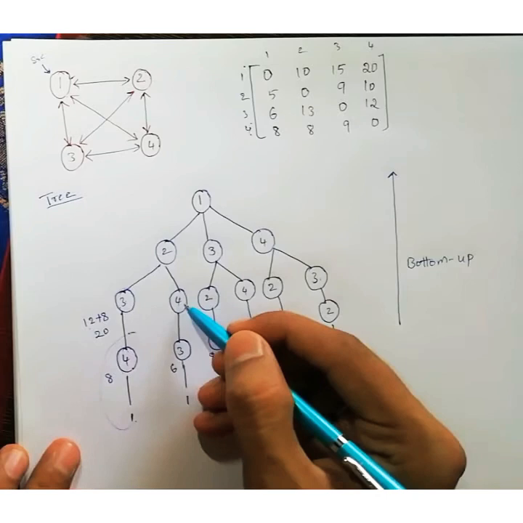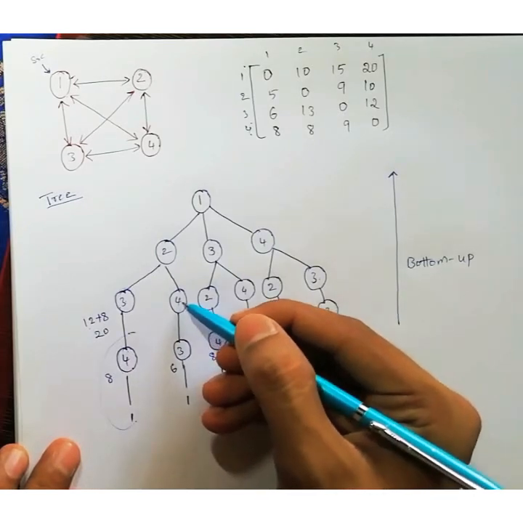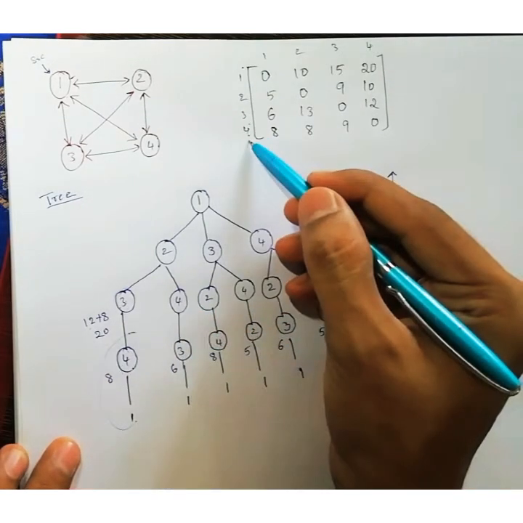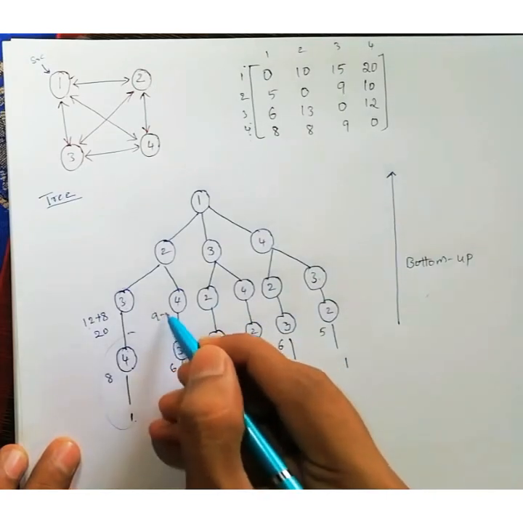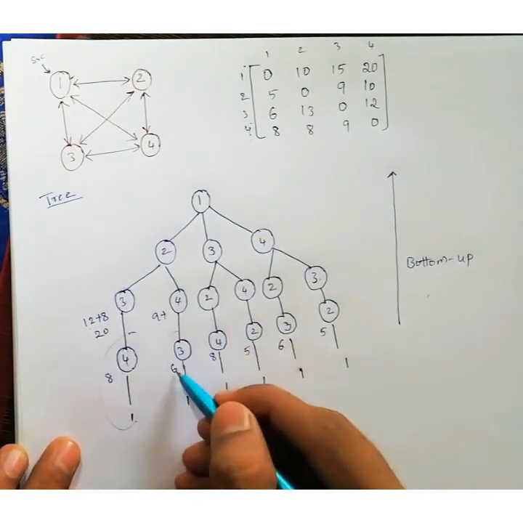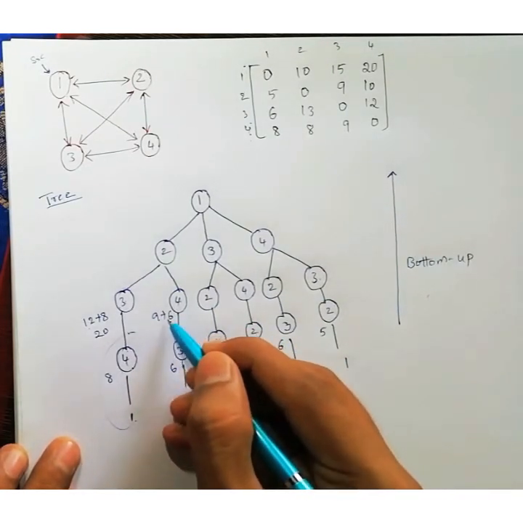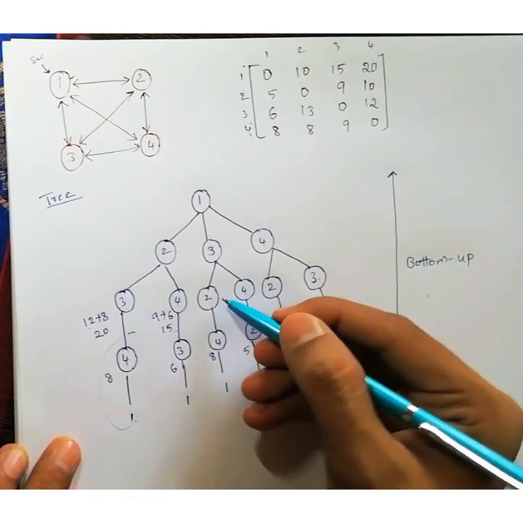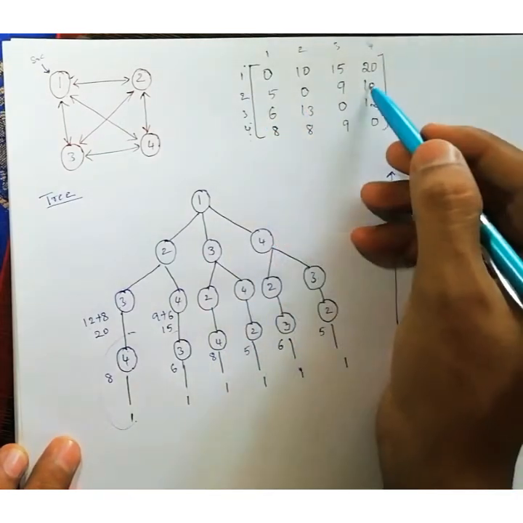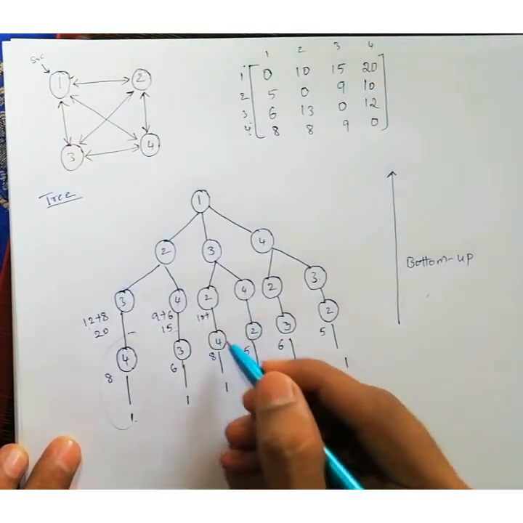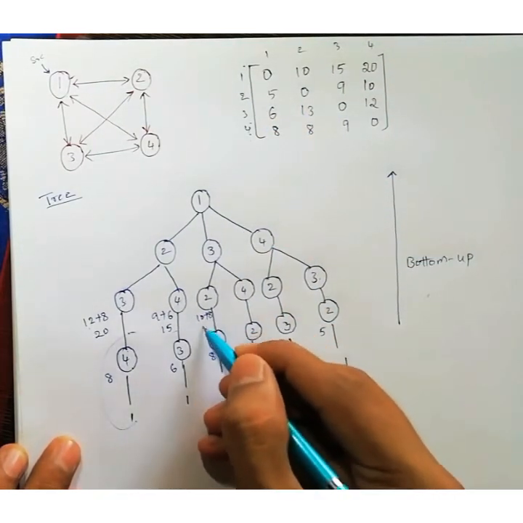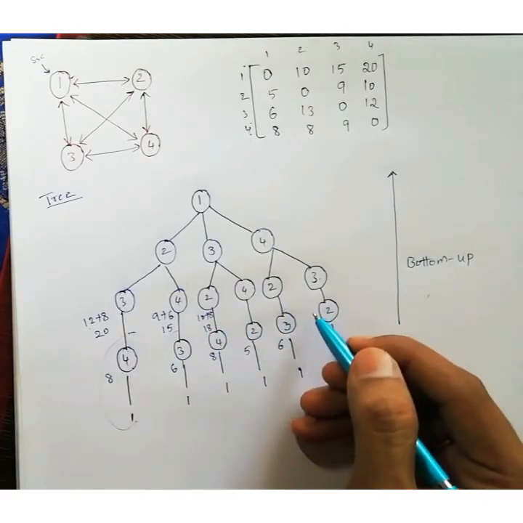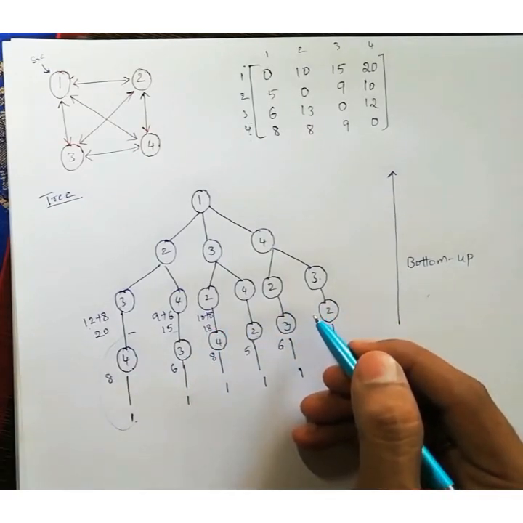Next, in the same way, to find the cost of 4, what is the distance from 4 to 3? 4 to 3, distance is 9. Plus, what is the total cost of this subtree? 6. So 9 plus 6, 15. To calculate the cost of 2, distance from 2 to 4, 10, plus the cost of this, that is 8. Total, 18. In the same way, find all these things. So after finding, the tree looks like this.